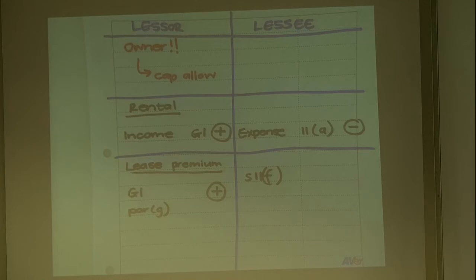But the lessee's deduction is going to be spread over a period of time, so they're not going to be able to claim it immediately. And we're going to claim this deduction over the period of the lease. So if the lease is for 5 years, we're going to take the lease premium divided by 5. If the lease period is 10 years, we're going to divide it by 10 years.